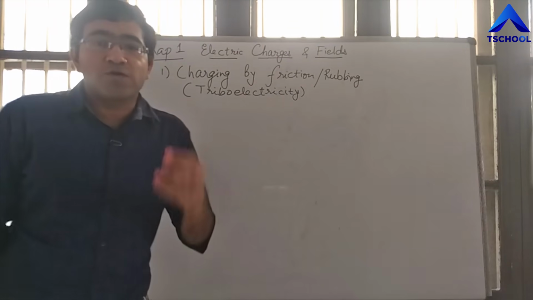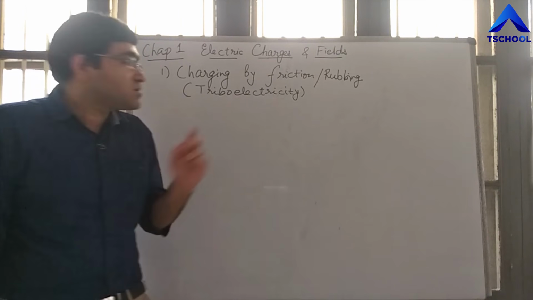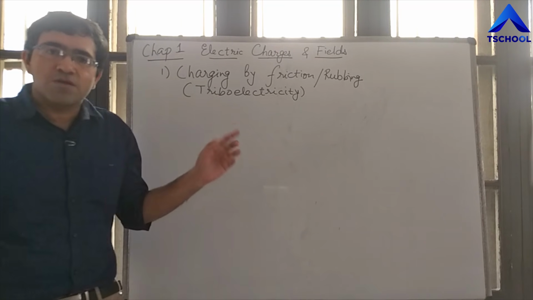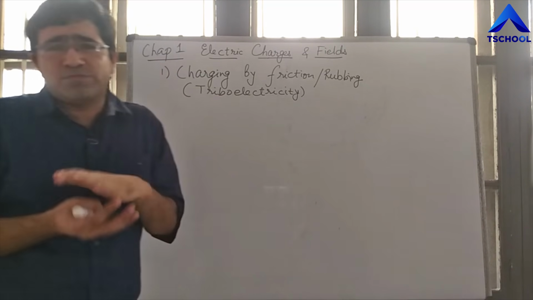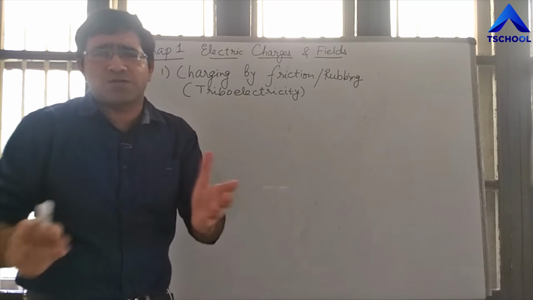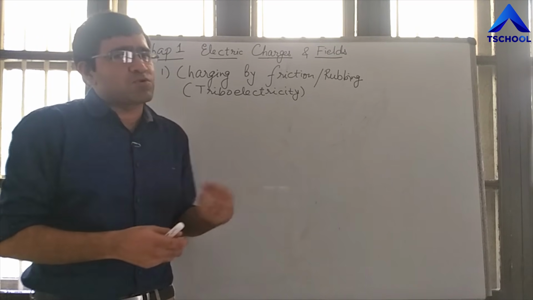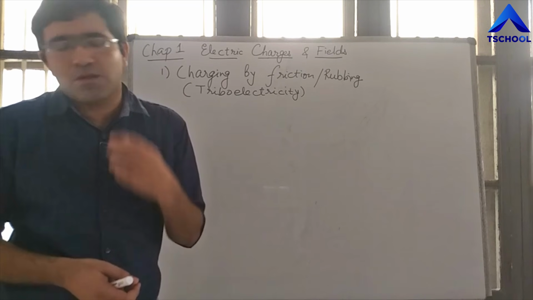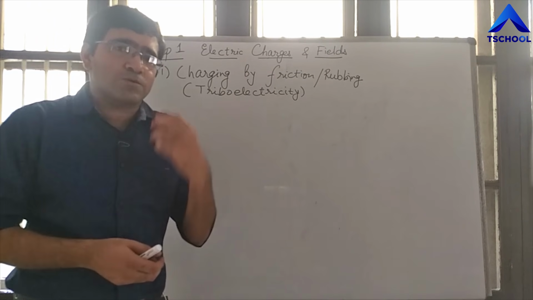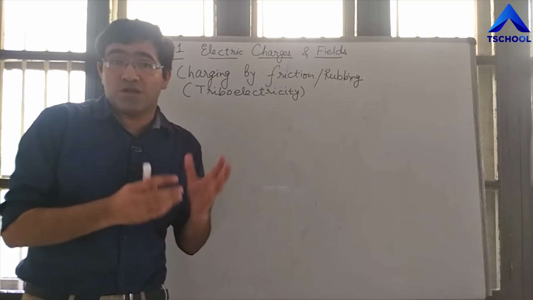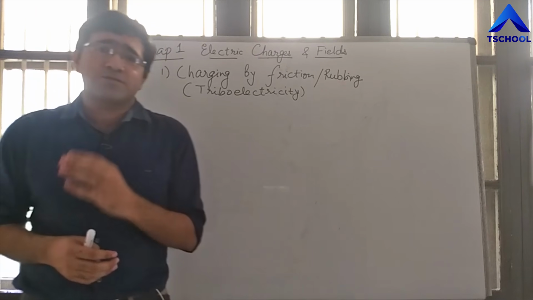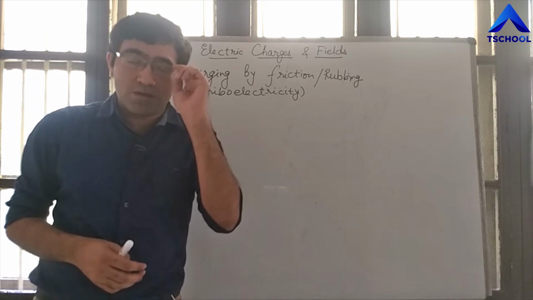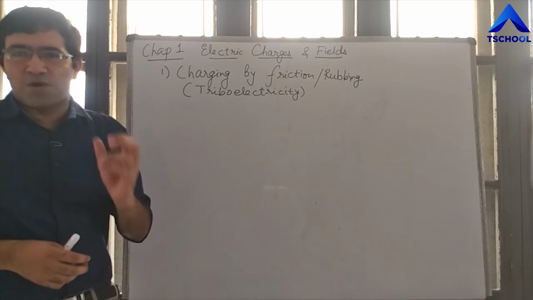Okay, so the first method for charging is charging by friction. I'm sure you have noticed that when two objects rub against each other, they get charged up. I wrote one example on the board a while ago: when a glass rod is rubbed with a silk cloth, the glass rod acquires a positive charge and the silk cloth acquires a negative charge. That's one of many examples.